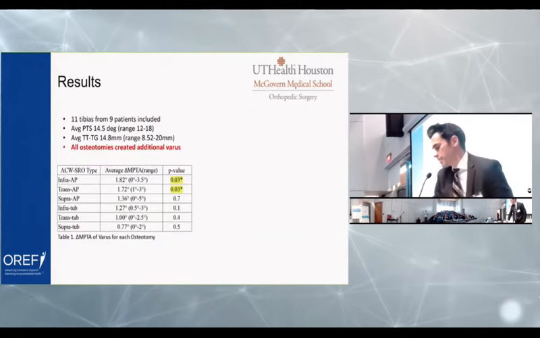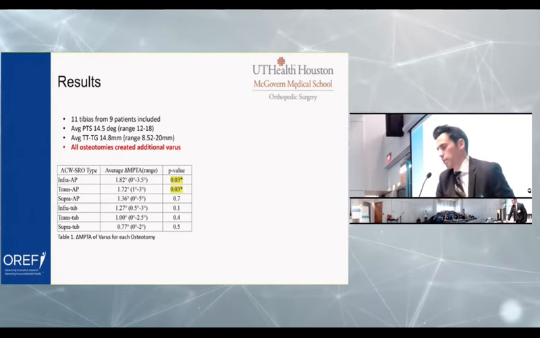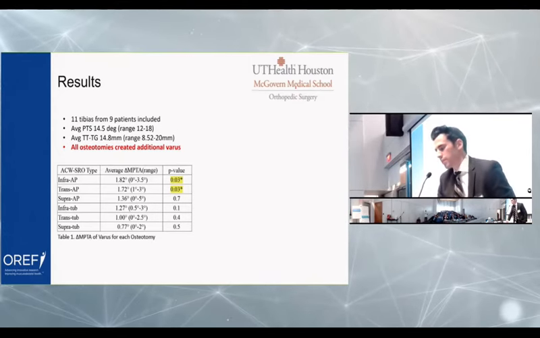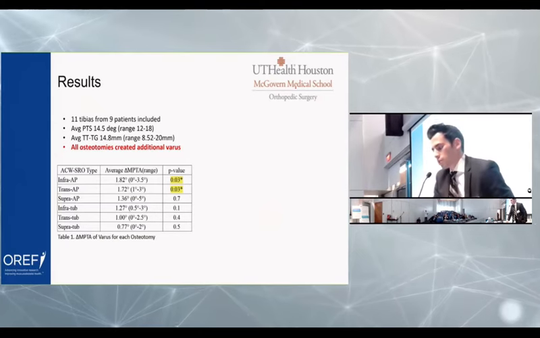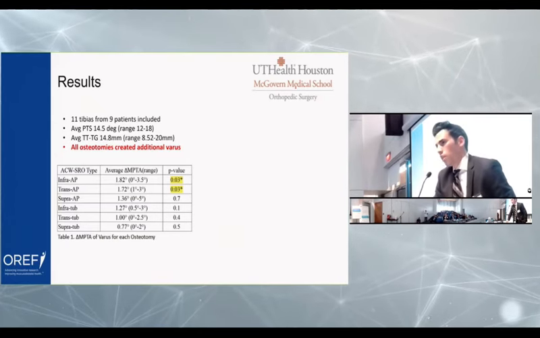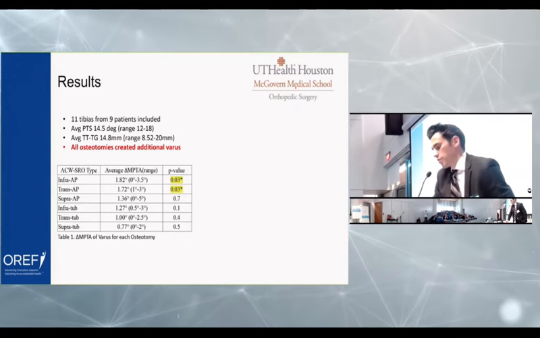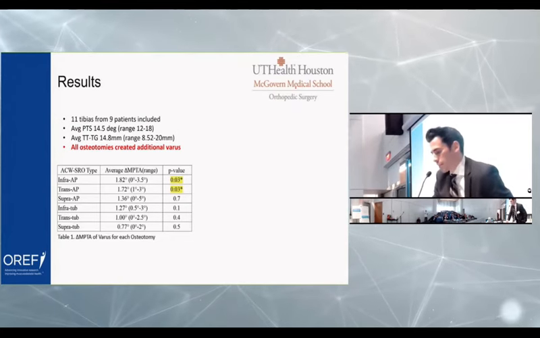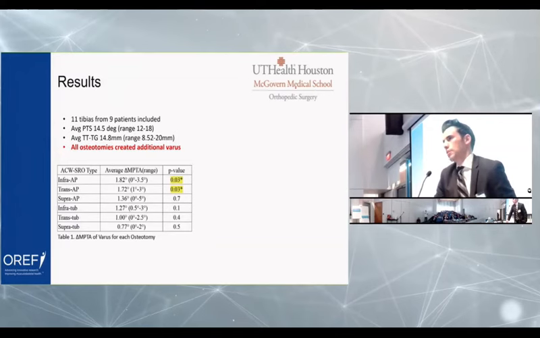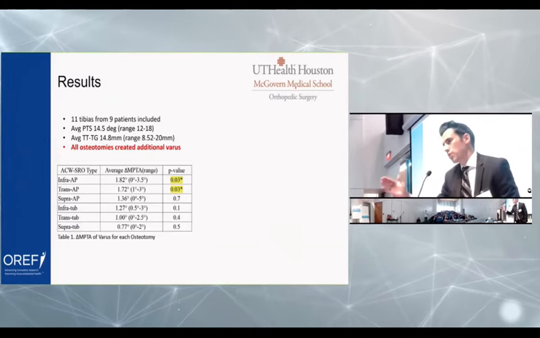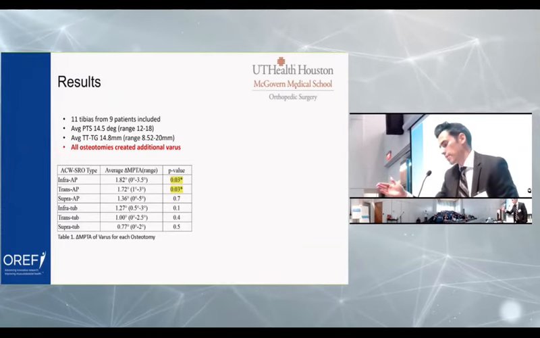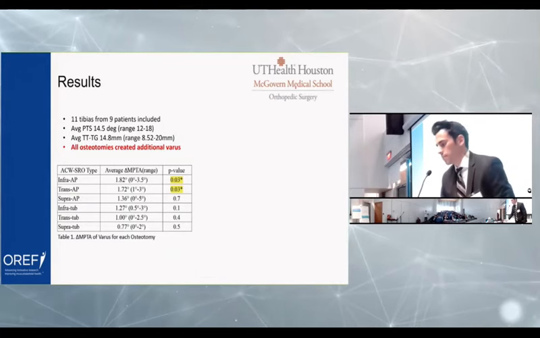Overall, we included 11 tibias from 9 individuals. The average slope was 14.5 degrees. The average TTTG was 14.8 millimeters. All osteotomies increased or created additional varus. The 2 that were statistically significant were the infratubercle and the transtubercle osteotomies, where the start point was directly over the AP mid-sagittal or mid-coronal axis of the tibia.